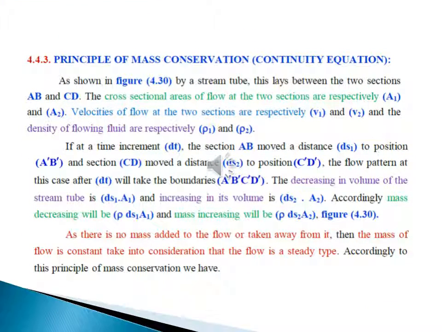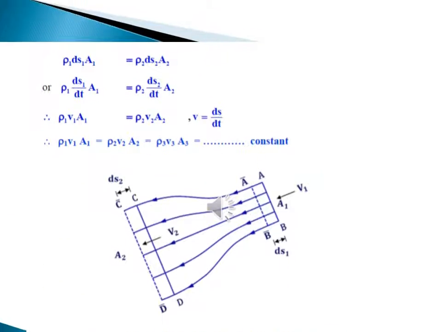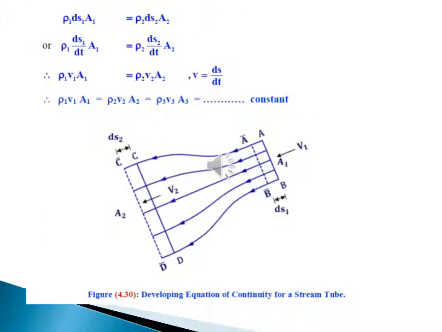Principle of mass conservation, continuity equation. Follow by yourself, it is clear and so easy. Figure showing development of the equation of continuity for a stream tube. Note that ρ1 v1 a1 equals ρ2 v2 a2 and so on, which means delta Q is constant.